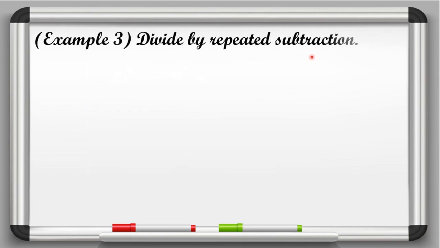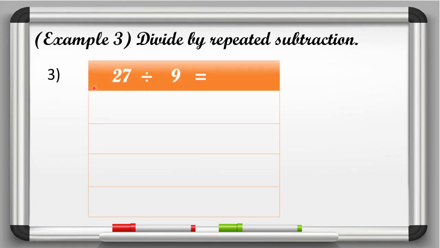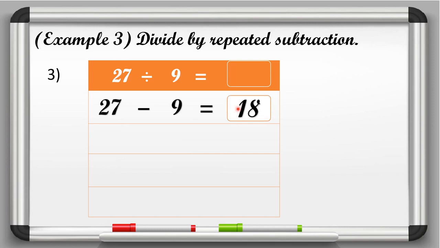Now example number 3. Divide by repeated subtraction. So here in this we have to subtract 27 divided by 9 is equal to dash. Okay. So beta, here we have to start from 27 minus 9. So keep 27 in your mind and 9 on your fingers. Let's start backward counting. 26, 25, 24, 23, 22, 21, 20, 19, 18. So we will write 18 here.